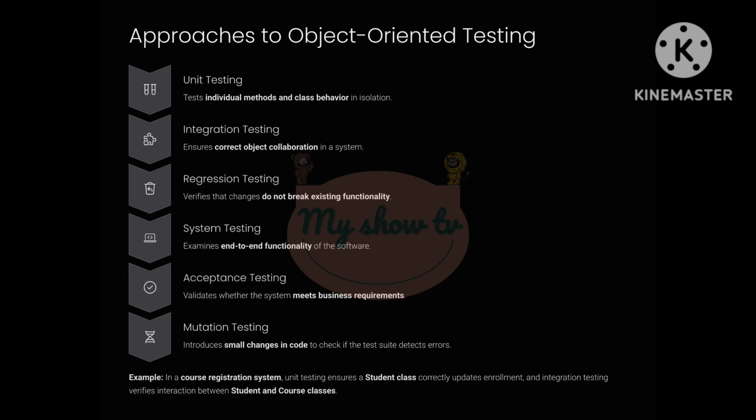5. Acceptance testing. Performed from a user perspective to see if the software meets business needs. Example, a client verifying whether a newly developed payroll system meets all salary processing rules. 6. Mutation testing. Small faults, mutations, are introduced into the code to check if the test cases can catch errors. Example, deliberately altering a tax calculation function in payroll software to see if test cases detect the incorrect results. These techniques together ensure that object-oriented software is robust and performs reliably in real-world conditions.